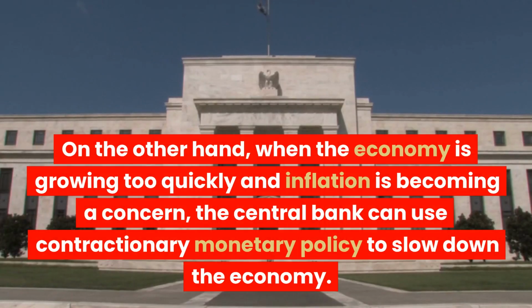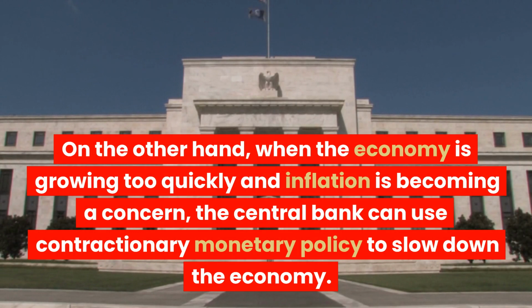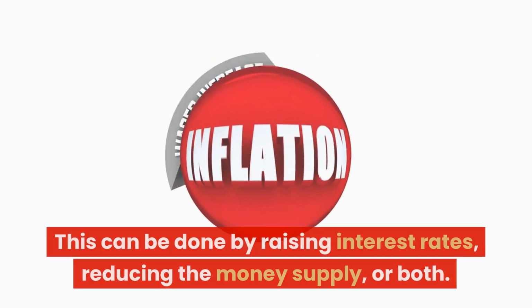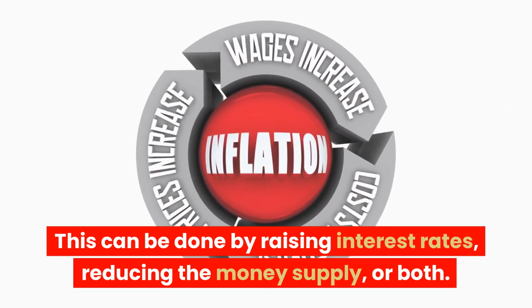On the other hand, when the economy is growing too quickly and inflation is becoming a concern, the central bank can use contractionary monetary policy to slow down the economy. This can be done by raising interest rates, reducing the money supply, or both.